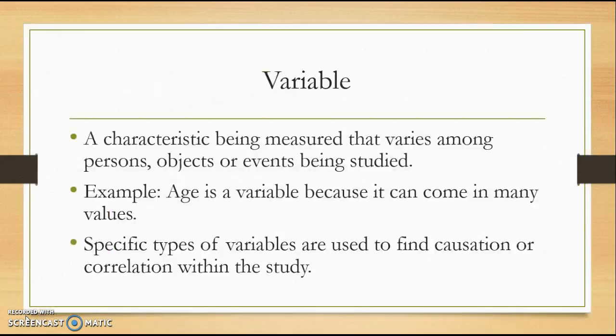So what is a variable? A variable is a characteristic being measured that varies among persons, objects, or events being studied. An example would be age, which is a variable because it can come in many different types of values. Specific types of variables are used to find causation or correlation within the study.